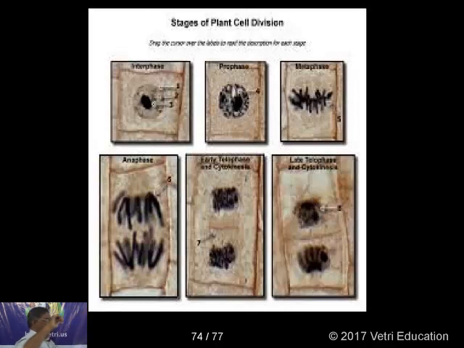So again, all the phases are given. The stages of cell division: you can find the prophase, and there you can find the metaphase. All the chromosomes are arranged in the middle, and then moving of the chromatids takes place, and complete moving here, and formation of the cell plate and development of new cells.